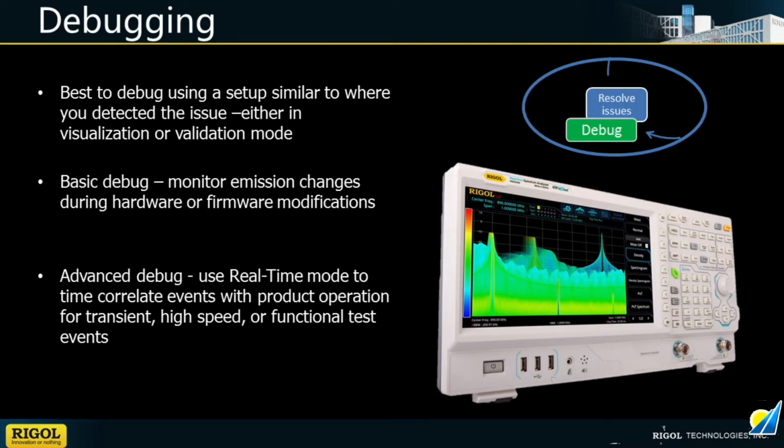Well, there are a couple different setup challenges and then debug challenges we want to look at. In general, we find it easiest to set up your debug tests in the same way where you originally found the problem, whether that was in a validation mode or just a visualization. Next, we're going to show some advanced capabilities here where we use real-time mode in our spectrum analyzer to time correlate these events. This is going to allow us to look at how our product is operating at the time of the emissions occur. It gives us the best chance to go back and debug and solve problems quickly and efficiently. Let's take a look at some of these setups, capabilities, and techniques.